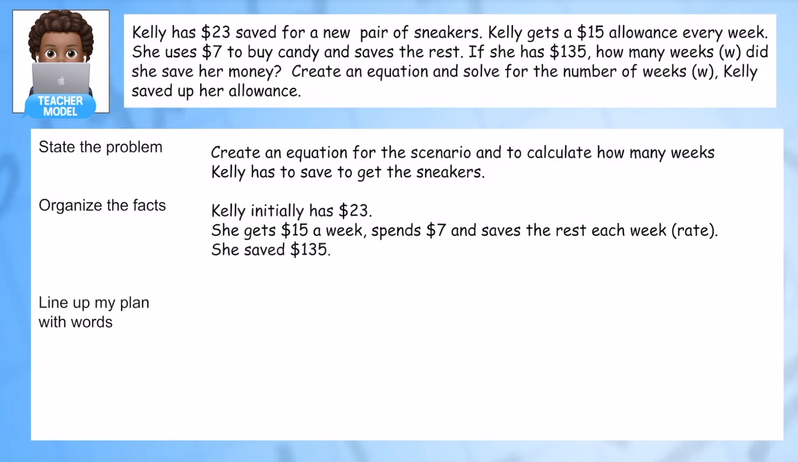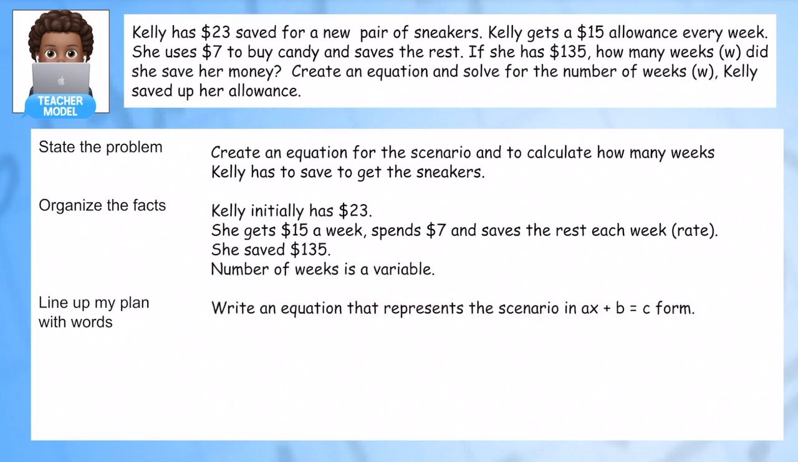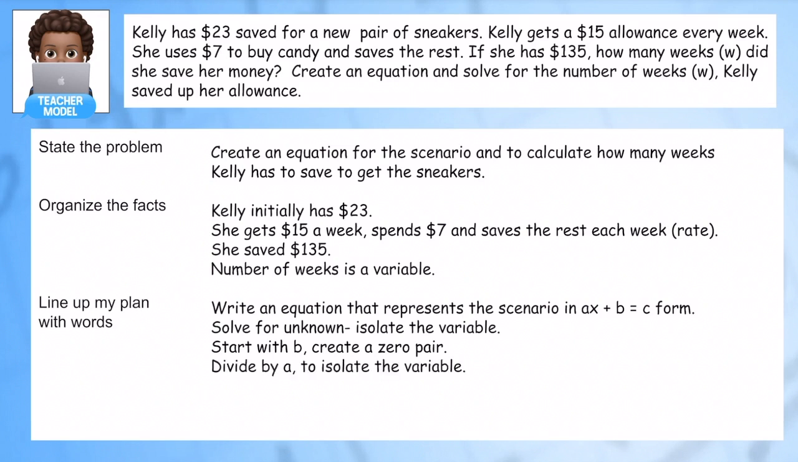We know in all she ended up saving $135, and the number of weeks is our variable. So here's our plan. I'm going to line it up and then act it out. I'm going to write an equation that represents the scenario in ax plus b equals c form. Look to see how we solve for the unknown, and I isolate that variable. I'm going to start by creating that zero pair, and then I'm going to divide by a to isolate the variable. And finally, I'm going to check work by substituting the answer. Hit pause so you can jot down this plan in your notes.